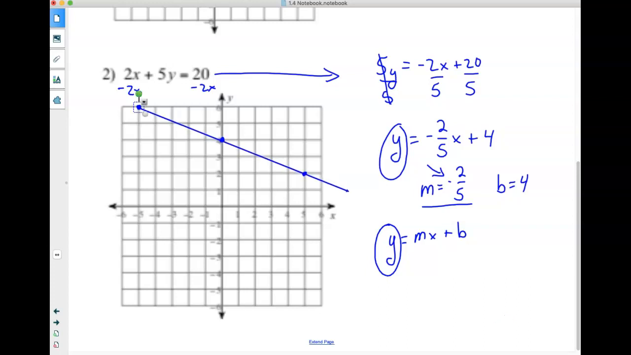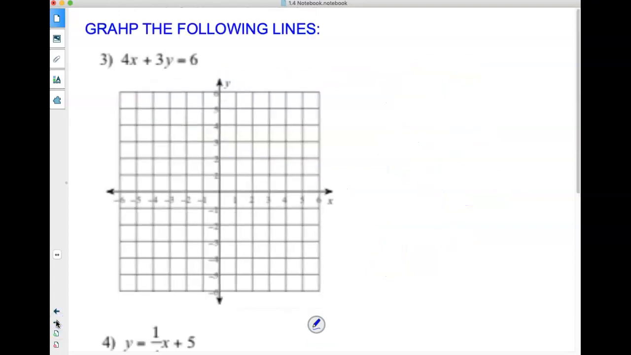That's a pretty sweet line. So it goes through both points. Okay, a couple more examples here. Let's go to the next one.